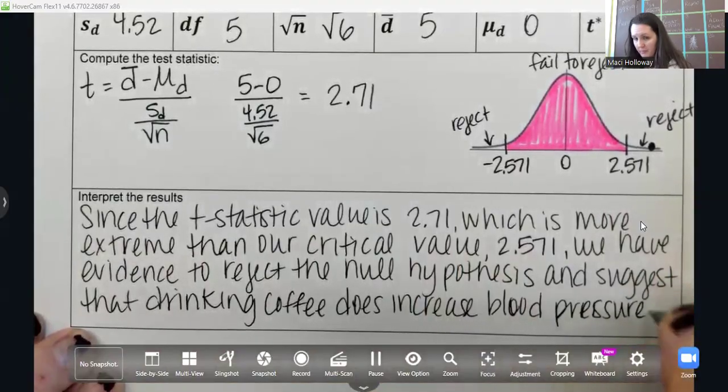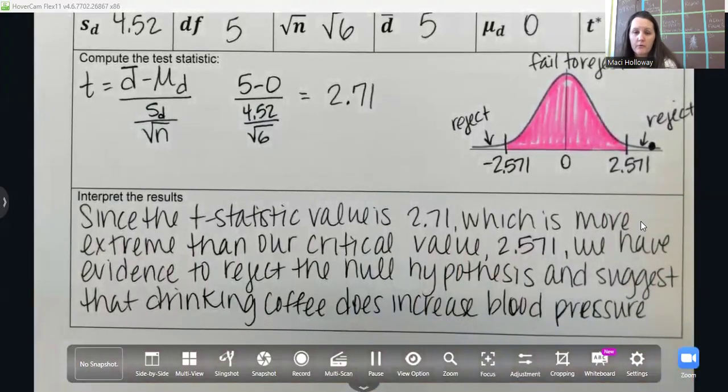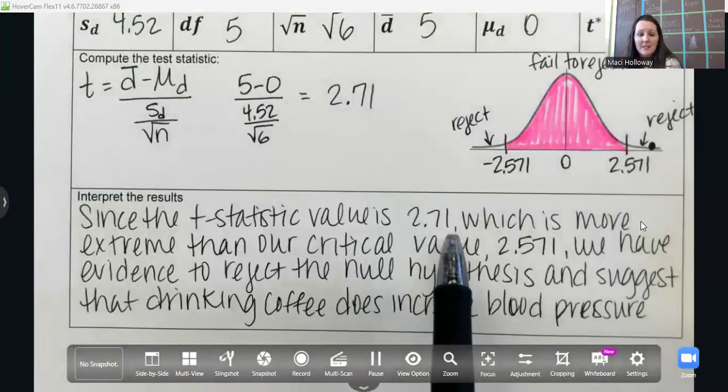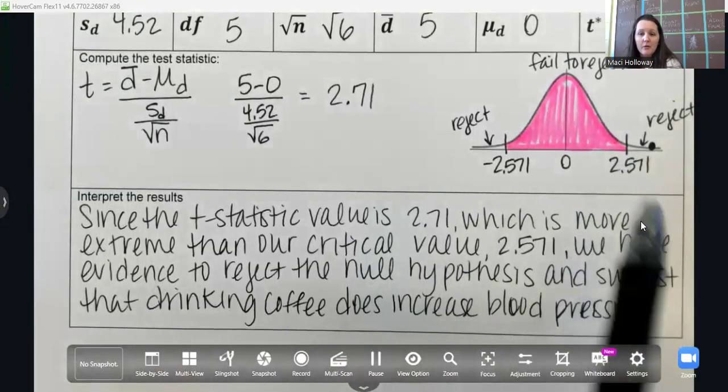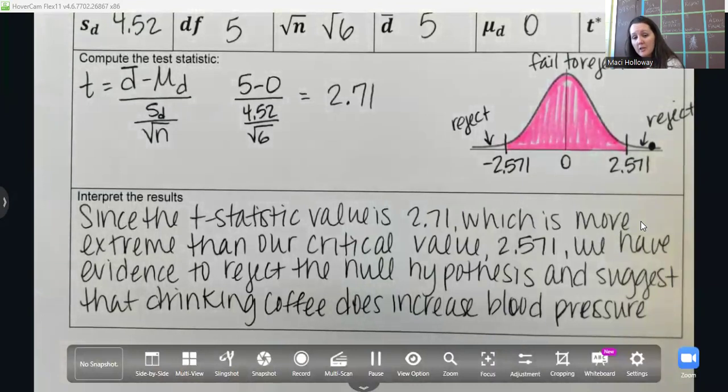So I know some of you are thinking, well, we proved it wrong, but their initial assumption was that it did change, which we in fact proved that it did change, because the fail to reject region would be that it did not change. So our t statistic value is more extreme, therefore we rejected the fact that it did not change, and we're suggesting that drinking coffee does increase blood pressure.